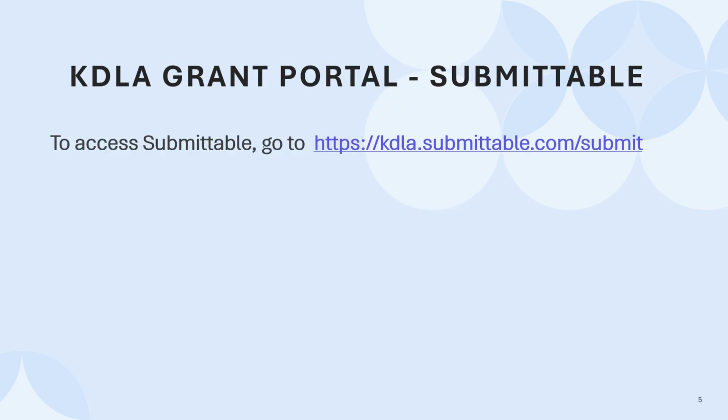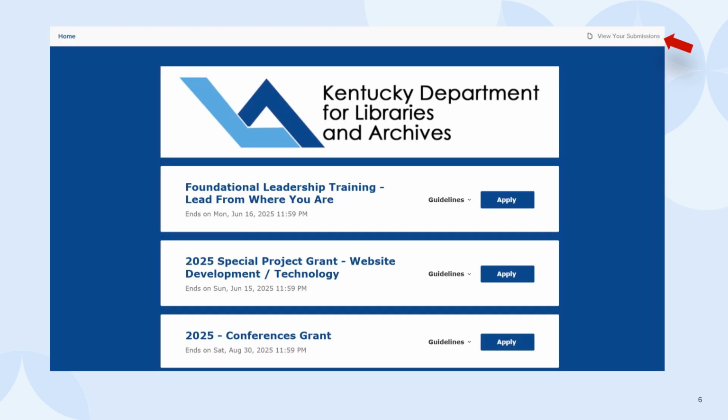If you do not have time to fill out the form right away, the grants portal can be accessed by going to kdla.submittable.com/submit. I suggest you bookmark this web page to make it easier to find. Once you reach the KDLA grants portal, click on View Your Submissions at the top right of the screen to log into your account.